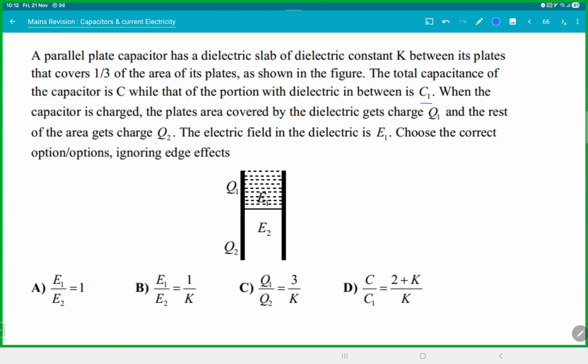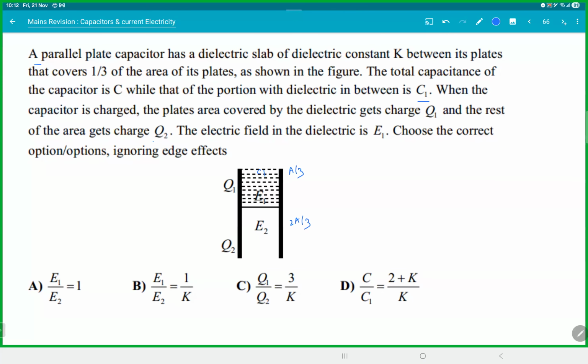Second time I'll read it. Parallel plate capacitor, dielectric slab of constant K between the plates. 1/3 of the area is filled. Okay, so this must be A by 3. Now I'll start putting the data there. The rest is 2A by 3. Total capacitance is C, the portion with the dielectric is C1, and the capacitor is charged. The plates covered by the dielectric get Q1, the other gets Q2, the electric field in the dielectric is E1, and this is E2. Okay, now I understood what is being asked.